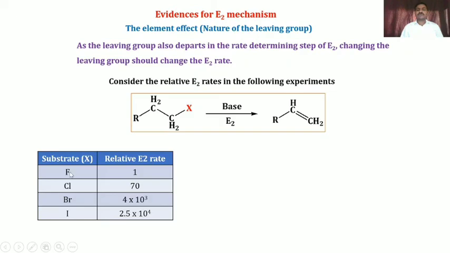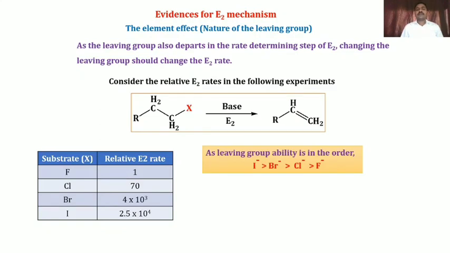Suppose X is fluorine, so the relative rate of this E2 reaction is 1. If we change fluorine to a chlorine atom, then the rate of reaction is 70. That means when a chlorine atom is present, this substrate reacts 70 times faster than when it contains a fluorine atom. Similarly, when bromine is there, the rate of reaction changes again. It increases to 4 times 10 raised to 3. And when iodine is there, the rate of reaction is found to be 2.5 times 10 raised to 4. That means as the leaving group changes, the rate of reaction changes.